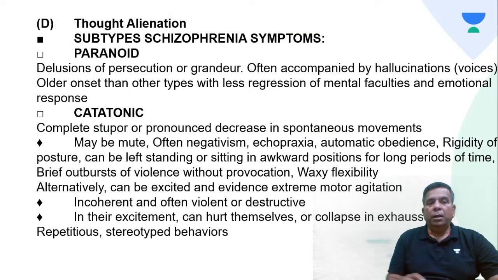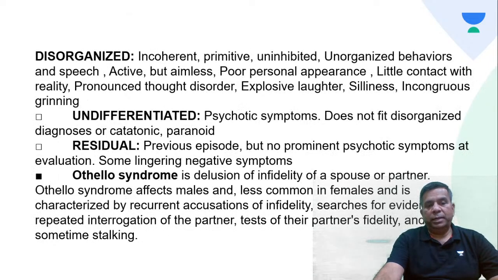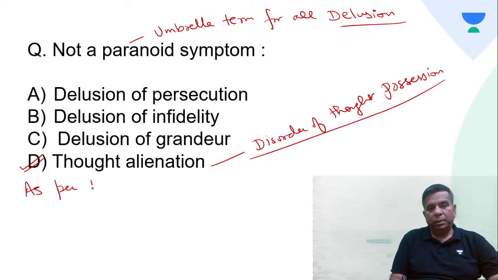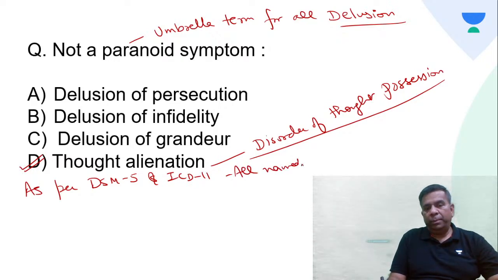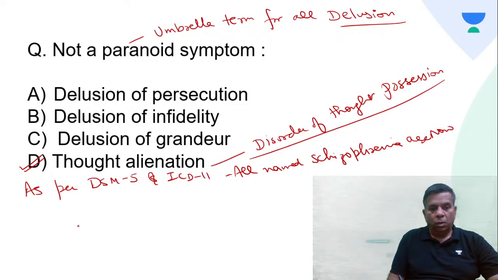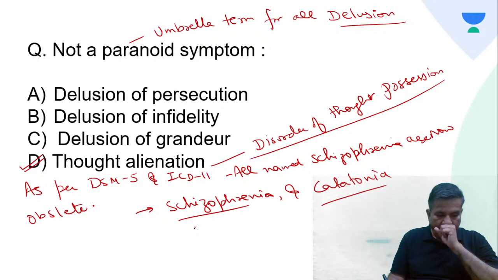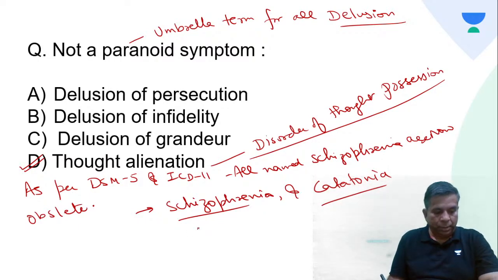So that's a different type of schizophrenia. The important point about schizophrenia is that terms like paranoid, catatonic, disorganized, undifferentiated, residual have all gone. We all must remember, as per DSM-5 and ICD-11, all named subtypes of schizophrenia are now obsolete. We only have schizophrenia and catatonia. So no paranoid, no residual, no undifferentiated. We only have schizophrenia and catatonia.